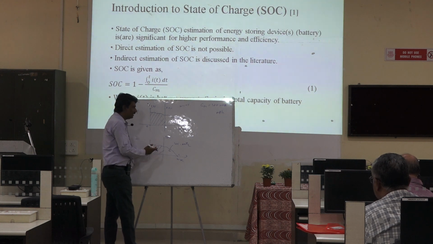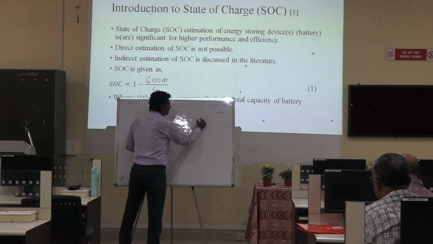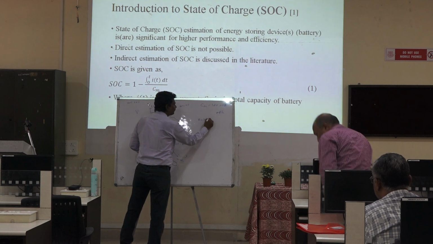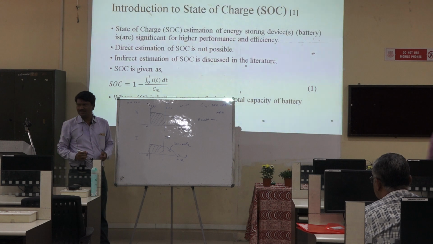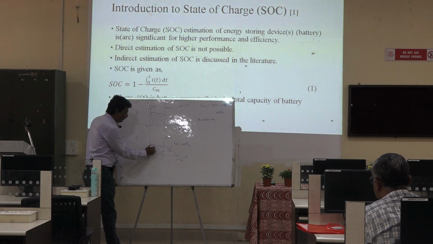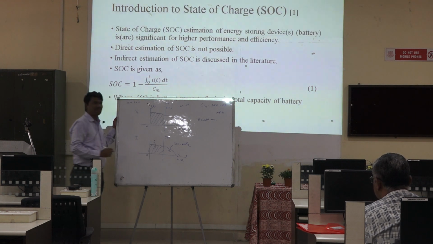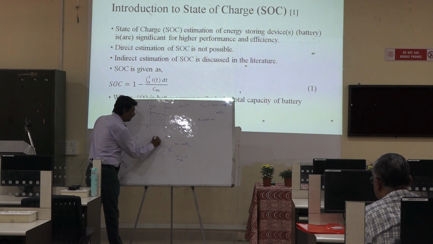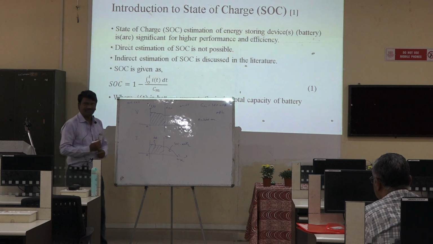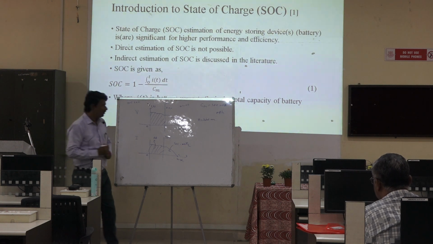How much is the total area? Assume that A is the total area. Just I am assuming A is the total area, and whatever there is the utilized part, I am indicating using the del A. Correct? Now what is SOC?